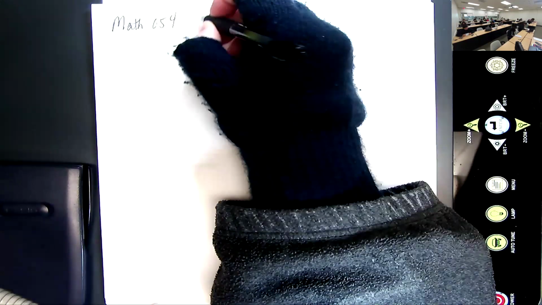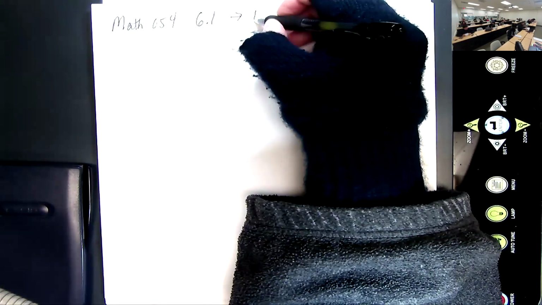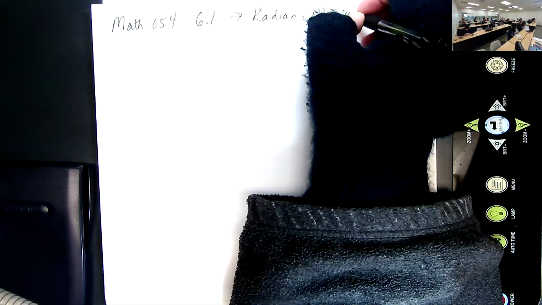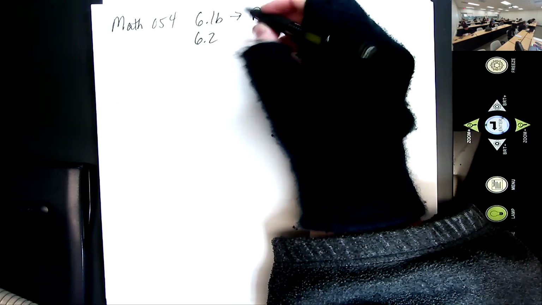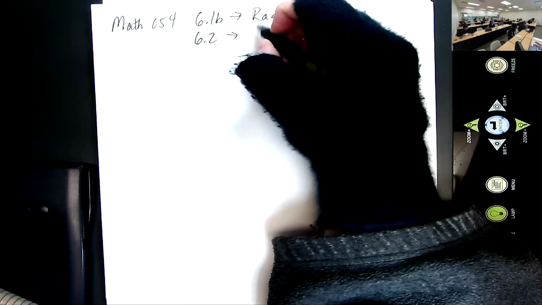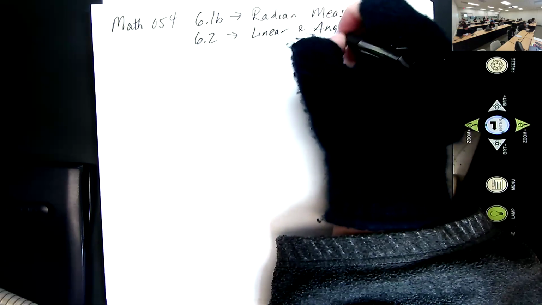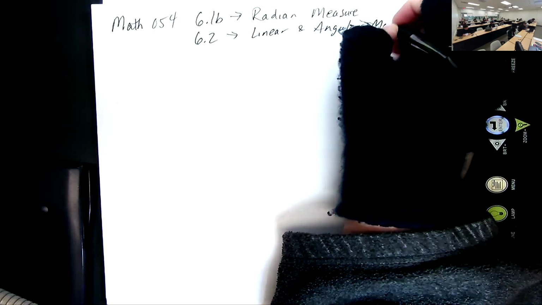So we're gonna finish up 6.1. 6.1, we recall, is where we introduced the radian measure. So we're gonna finish that up. I'll call this part B, and then 6.2, we already talked about some of it, but not all of it. This is more on linear and angular motion, but it also has part of the unit circle in there.